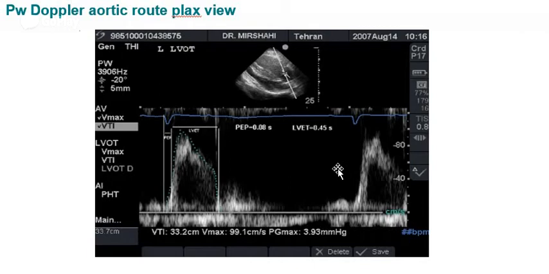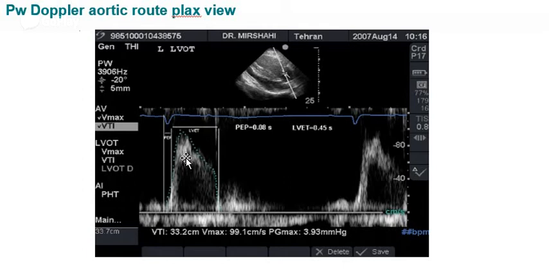Okay, so a better way to obtain the aortic VTI is through the 4-chamber view that we are going to discuss in the subsequent videos, but we can have some fair idea regarding the aortic VTI in this view also. So the tip of this triangle denotes the peak velocity.